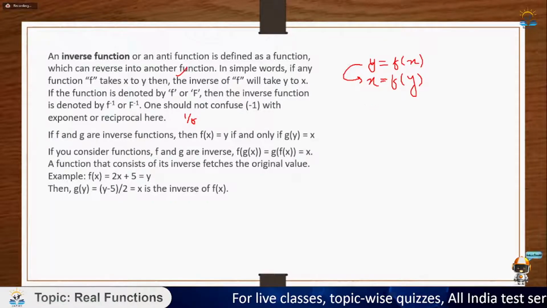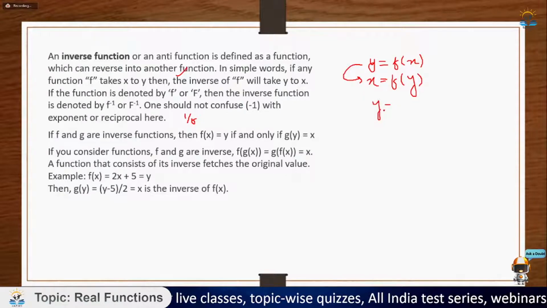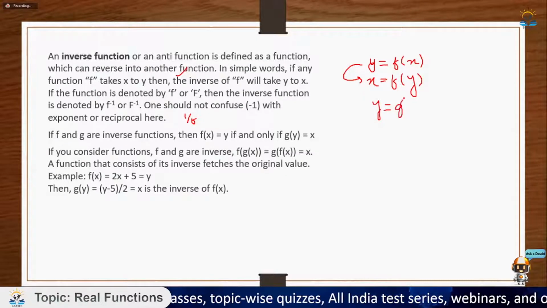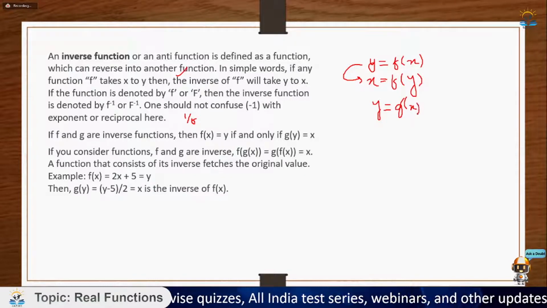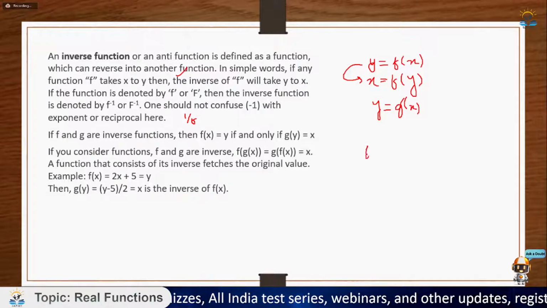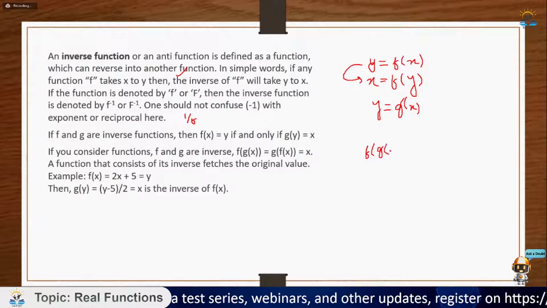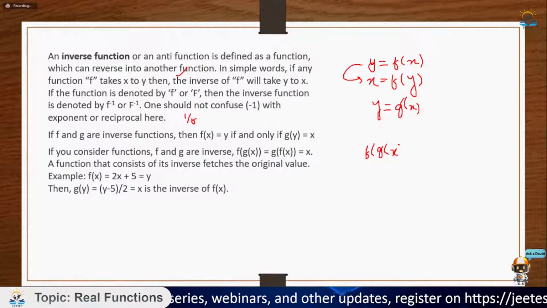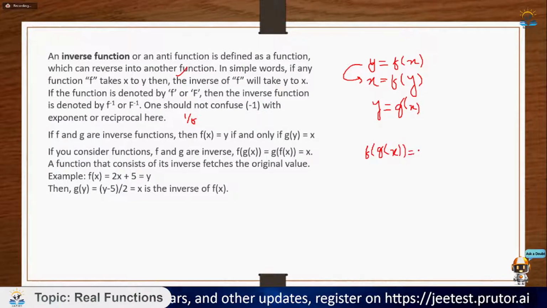Then moving on to inverse, f of g of x is equal to one more thing. Let's say y equal to f of x and x equal to f of y. So you can write it in the form of y equal to some g of x. So these are two invertible functions. Since they are invertible, if you take their composition, then you will get x.